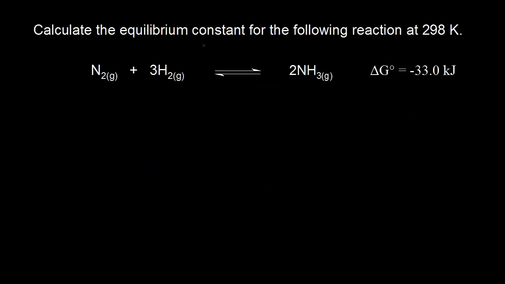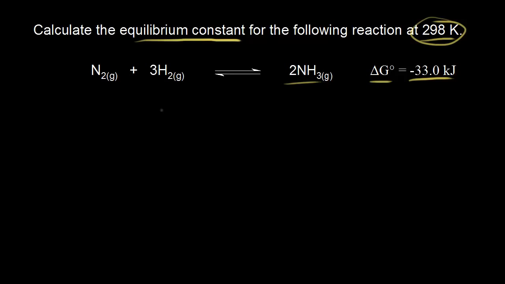Remember, for a specific temperature, you have one equilibrium constant. So we're going to find the equilibrium constant for this reaction at 298 K. So we're trying to synthesize ammonia here. And at 298 Kelvin, or 25 degrees C, the standard change in free energy, delta G0, is equal to negative 33.0 kilojoules for this balanced equation.